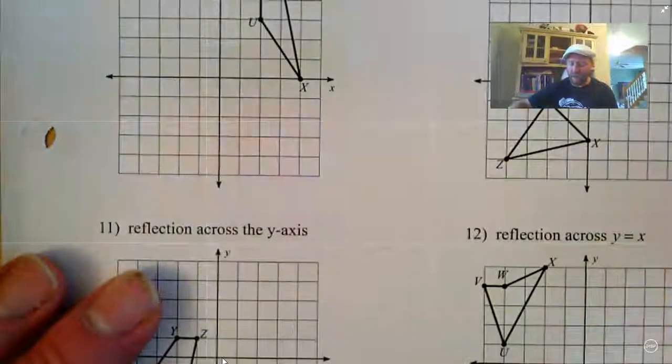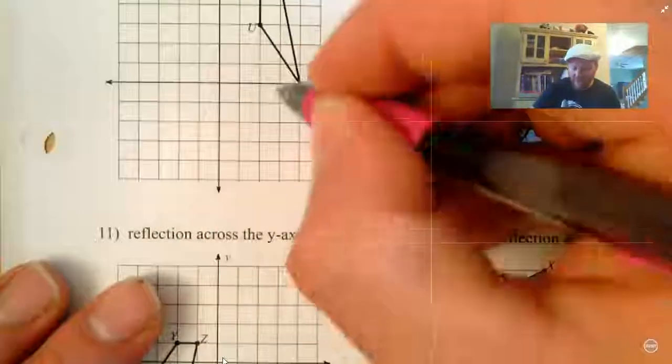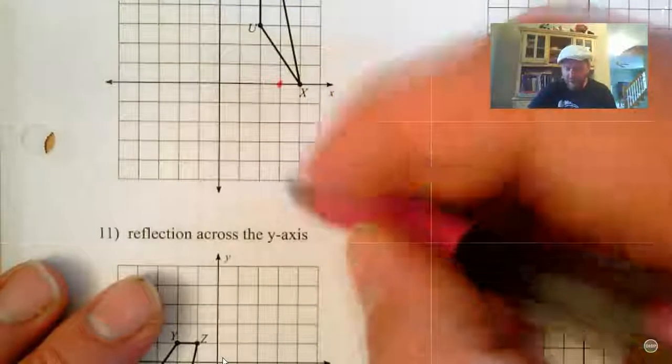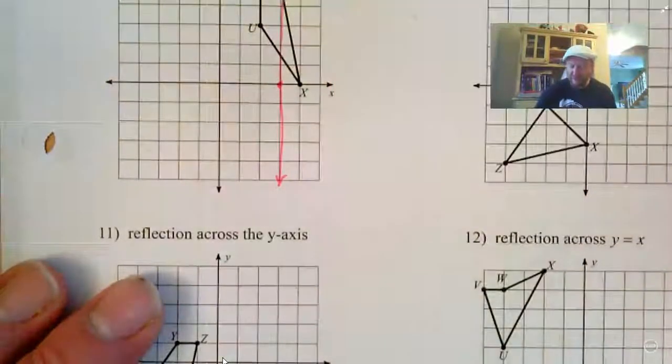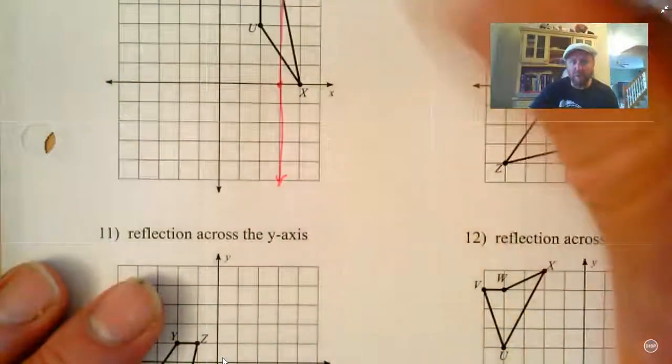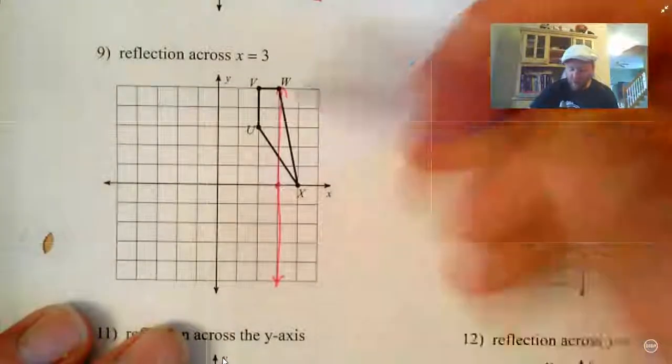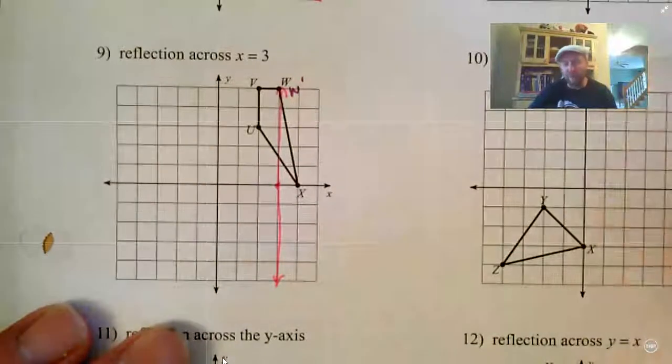Here we have the line x equals 3. So I'm going to go to the x-axis. I'm going to mark 3 on it and draw a line that passes through the x-axis at exactly that point. You notice W's already on that line, so W prime is right on top of W.